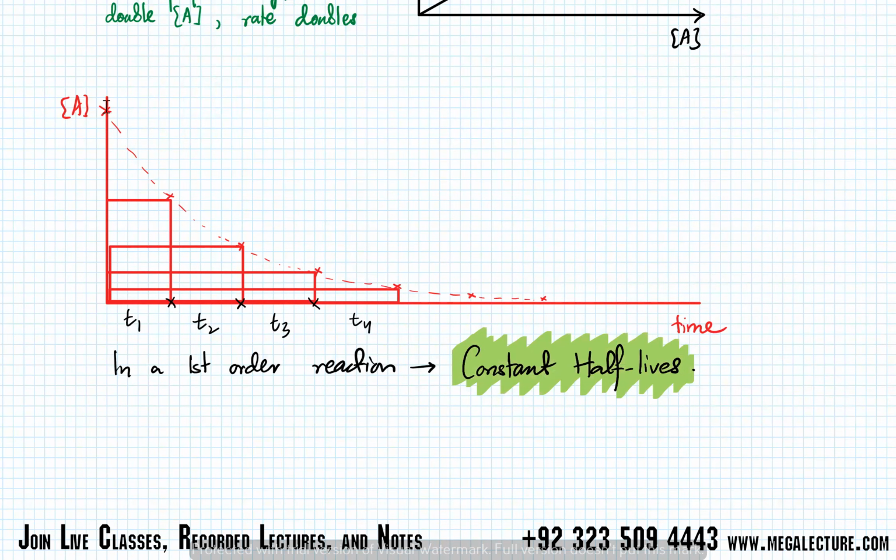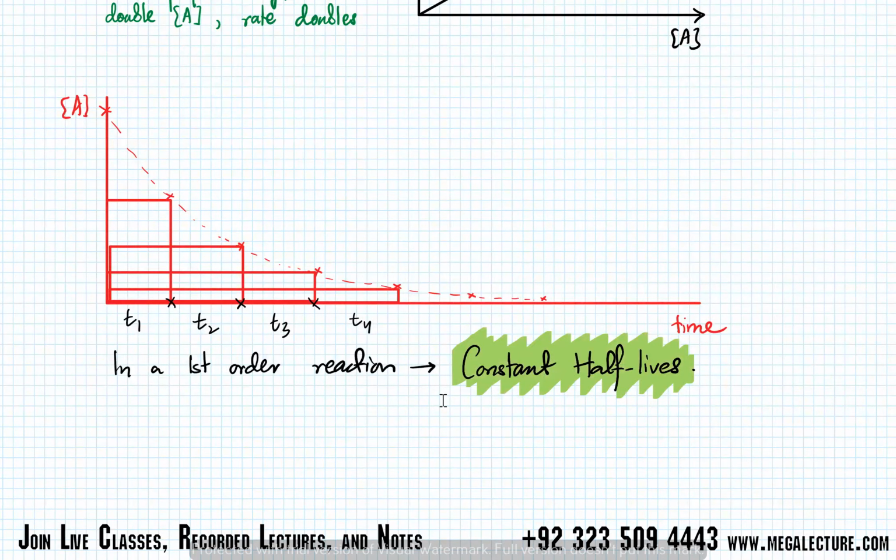So that's A's concentration, whatever mole per dm cube that is. Let's say that's 1 mole per dm cube. So this must be 0.5 mole per dm cube. This must be 0.25 mole per dm cube, half of that. That's 0.125 mole per dm cube, even half of that. But the time required would always be constant.